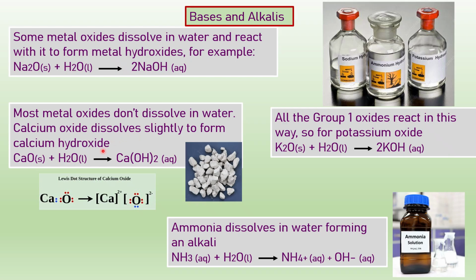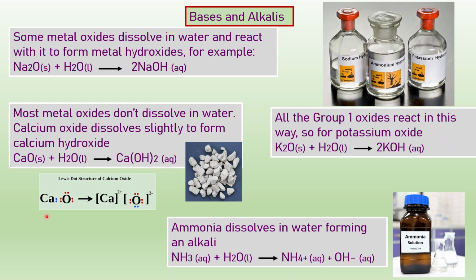Again, when it dissolves in water, it forms calcium hydroxide. Hydroxide ion is OH negative, so it is monovalent, while calcium ion is divalent. It is Ca2 plus. Therefore, calcium hydroxide consists of one ion of calcium and two hydroxide ions.